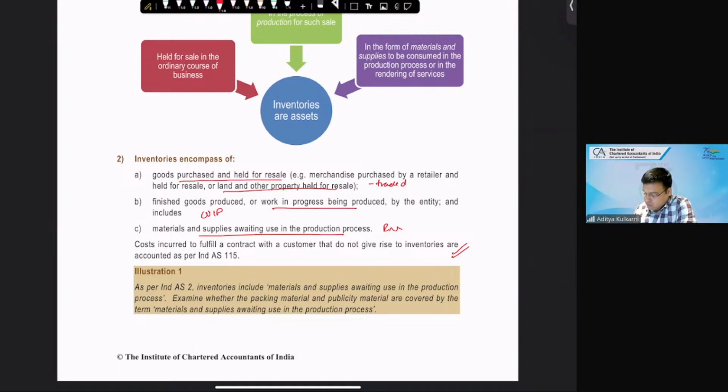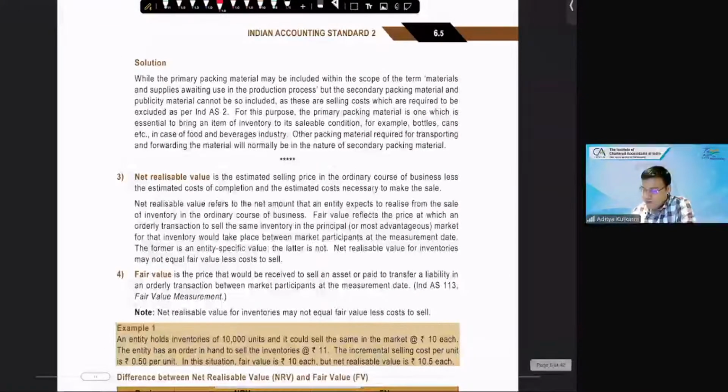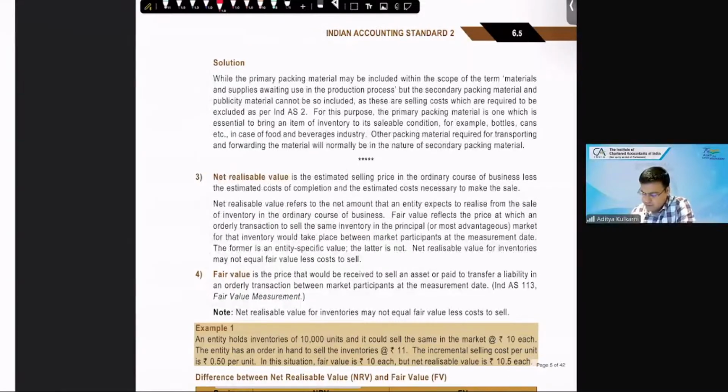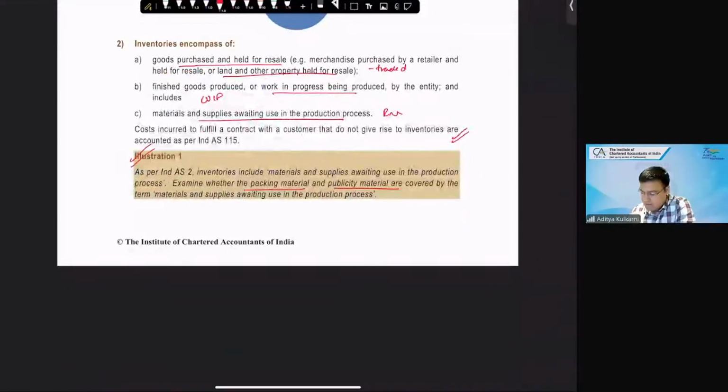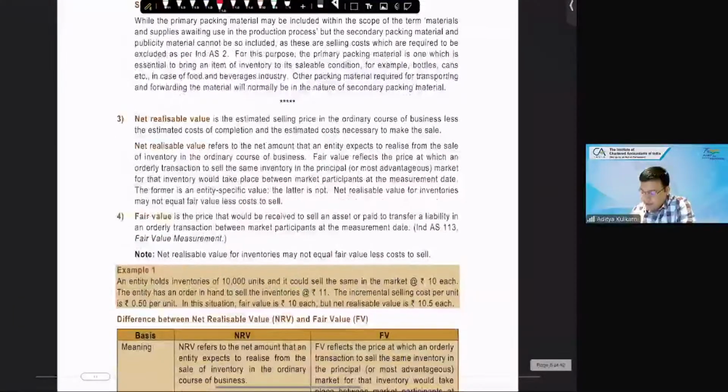Okay. Now, this is the same thing we discussed: whether packing material and publicity material are covered by materials and supplies awaiting use. Packing material is inventory, agreed. Publicity material is not inventory. So that is the solution which is given. Okay, so this is done. Illustration 1.